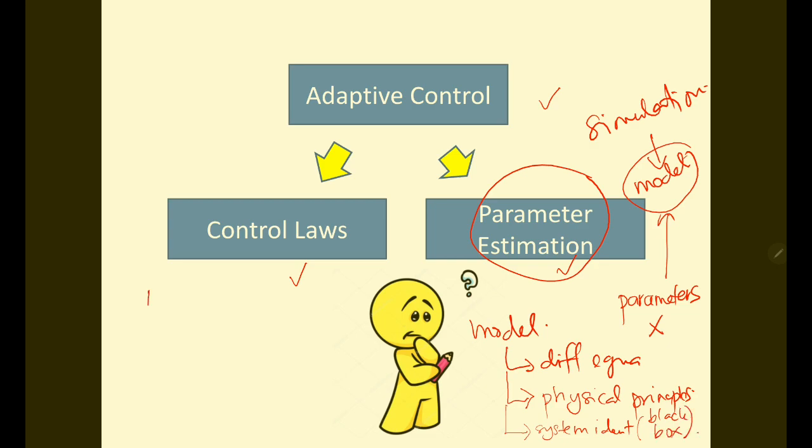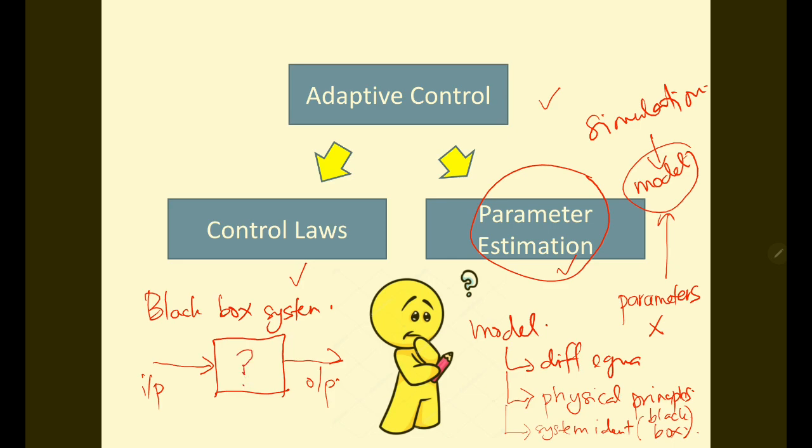For black box systems, we only have the data for the input signals and the data for the output signals. We don't have any knowledge about the transfer functions or the models that represent the signal. So this is the black box system.